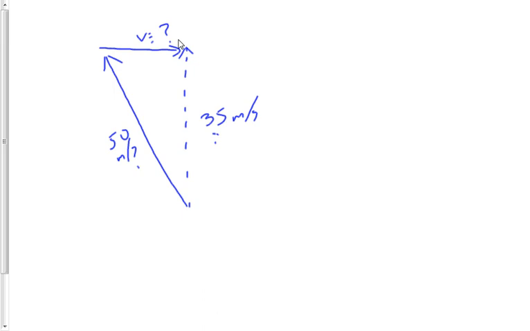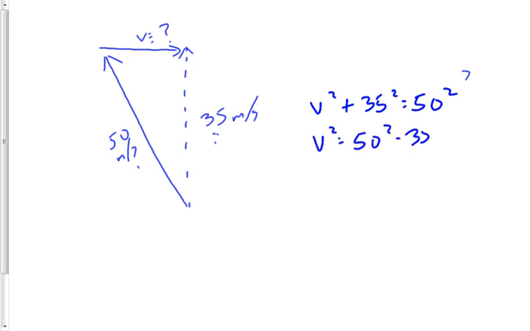Okay, how do we find V there? A squared plus B squared is equal to C squared, right? So V is going to be the square root of 50 squared plus 35 squared, is that right? No? Kathleen, what's wrong with that? Yeah, good. This is the first time we've had this, where the hypotenuse is the value that we have. We're going to say basically V squared plus 35 squared equals 50 squared. A squared plus B squared equals C squared. Or V squared is equal to 50 squared minus 35 squared. Or V is equal to the square root of that. And that works out to be 36 meters per second.